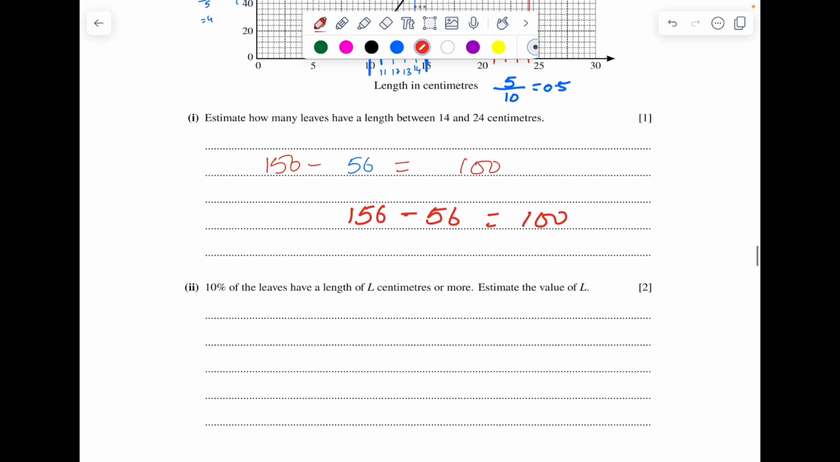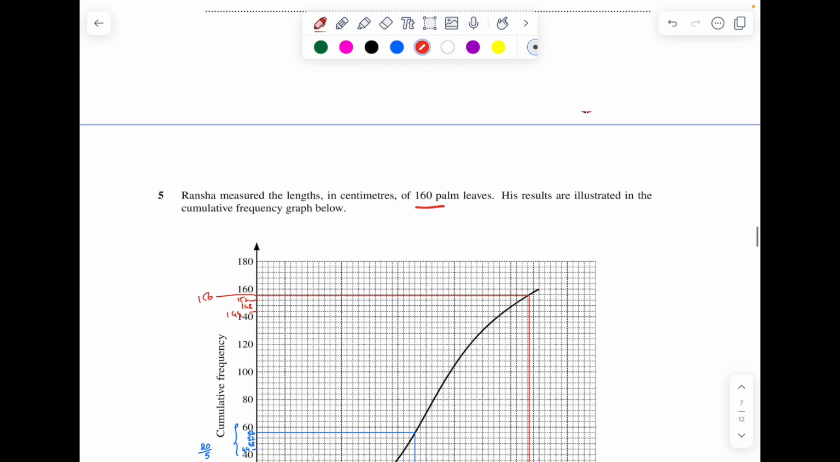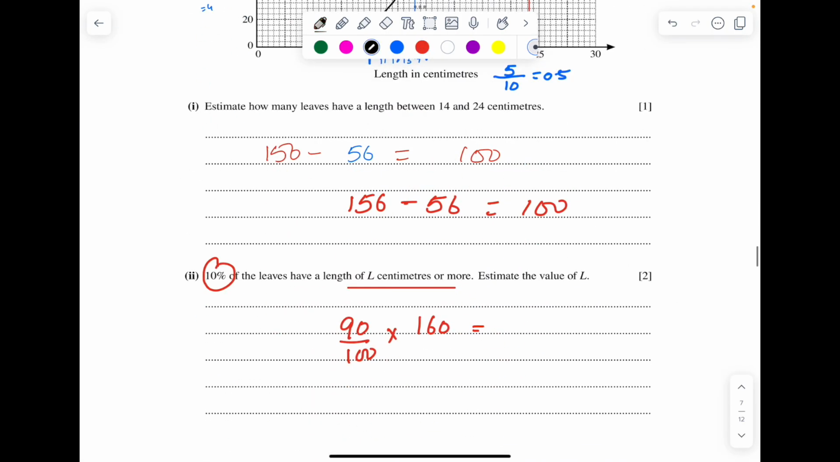10% of the leaves have a length L centimeters or more. So find the estimate value of L. 10% have a length L or more. So what about the 90%? Remaining 90%, 90% of 160. Why 160? Because total is nothing but what? 160. Equals to nothing but how much? 144.